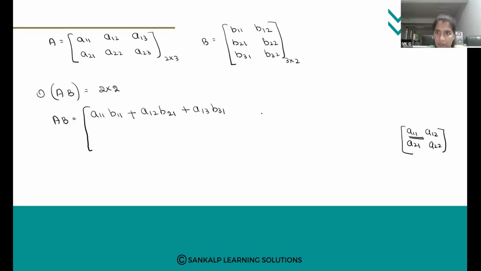What about the next entry? The next entry is actually the one-two entry, obtained by considering the first row from the first matrix and the second column from the second matrix. Always, yesterday itself I told, the first subscript indicates the row in which the entry lies, and the second indicates the column in which the entry lies. So if we identify A12, it is the first row from the first matrix, the second column from the next matrix, multiply pairwise and add them.